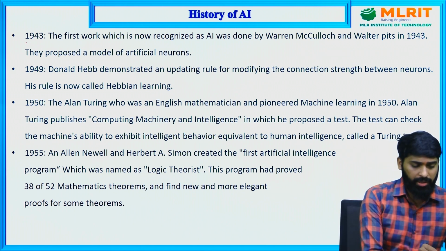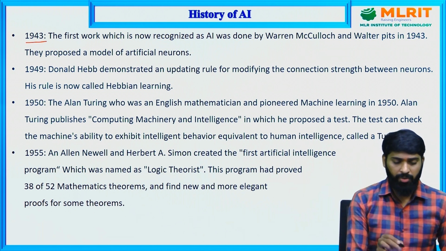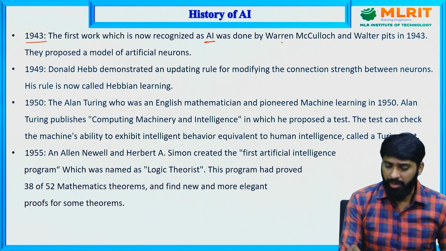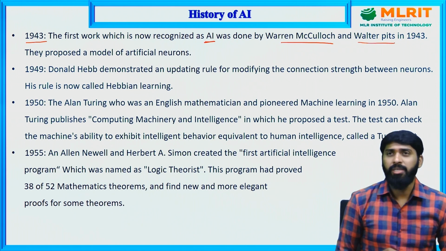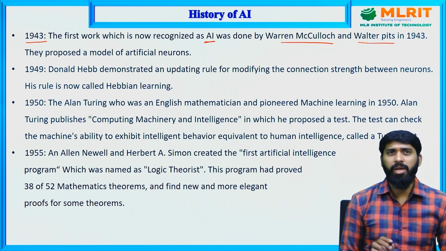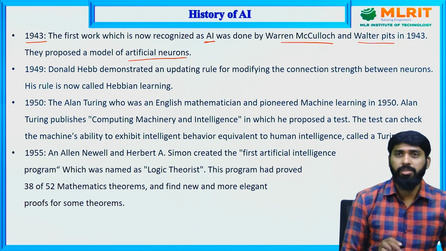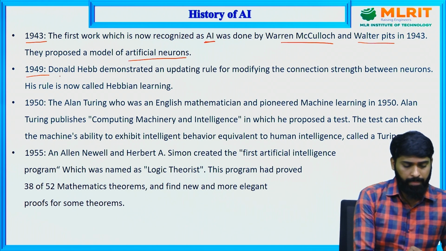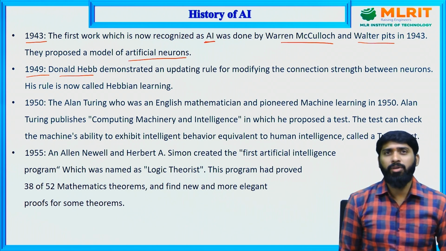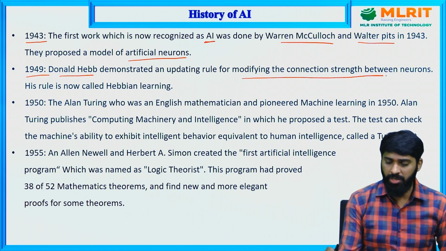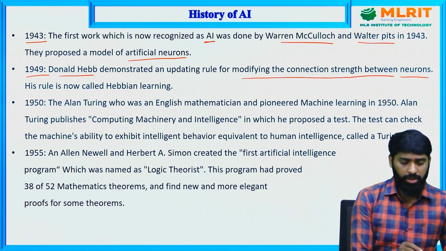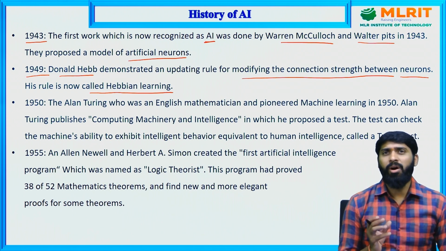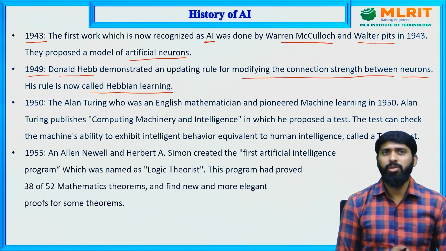History of AI. In 1943, the first work now recognized as AI was done by Warren McCulloch and Walter Pitts. They proposed a model of artificial neurons. In 1949, Donald Hebb demonstrated an updated rule for modifying the connection strength between neurons. His rule is now called Hebbian learning. We use Hebbian learning to modify the connection strength between the neurons.